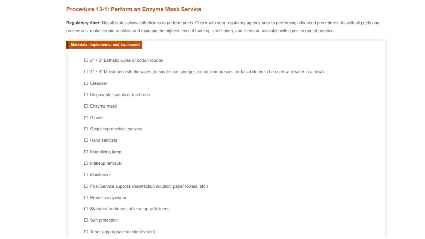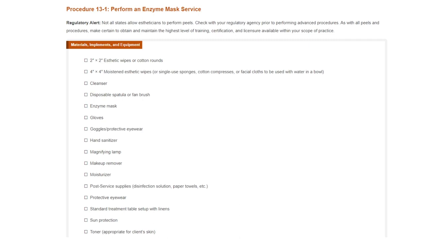Procedure 13-1. Perform an enzyme mask service. Regulatory alert. Not all states allow estheticians to perform peels. Check with your regulatory agency prior to performing advanced procedures. As with all peels and procedures, make certain to obtain and maintain the highest level of training, certification, and licensure available within your scope of practice.